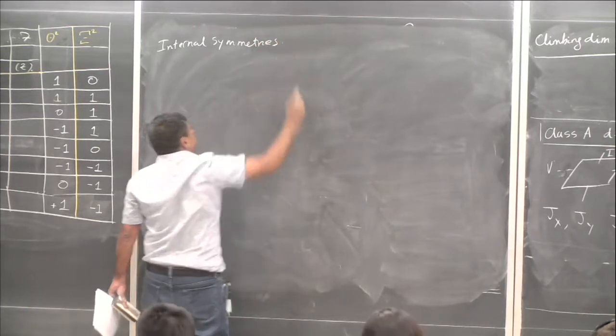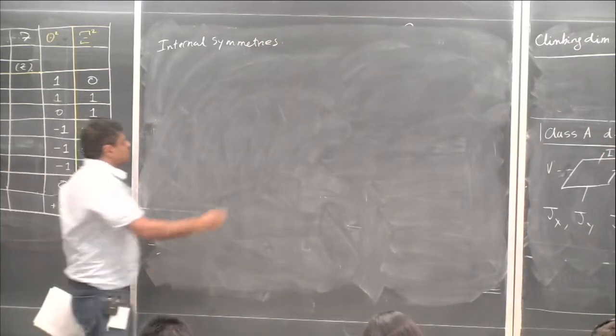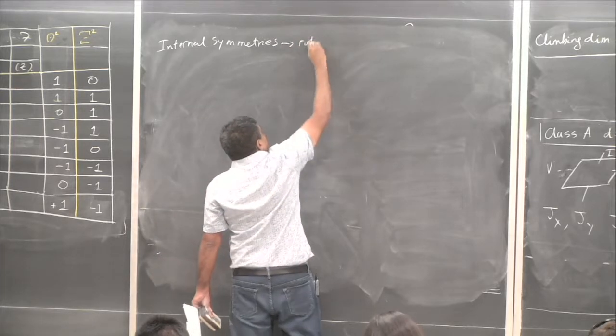Okay, so let's focus on internal symmetries. These are robust in the presence of disorder, or can be.